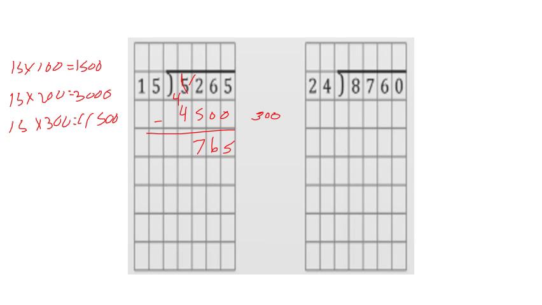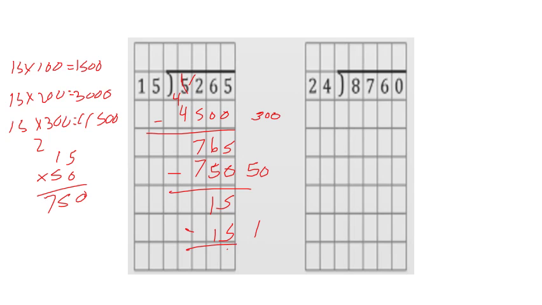Okay, well, if I know that 15 times 100 would be 1,500, I think it would be about 50. So let's go 15 times 50. It would be 0, 25, and 750. So if I take that 50 out, we know that was 750. And that leaves us 15. I can take one more out. So we end up with 351 as our quotient.